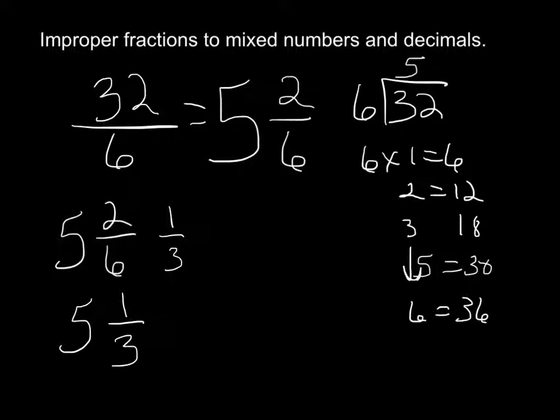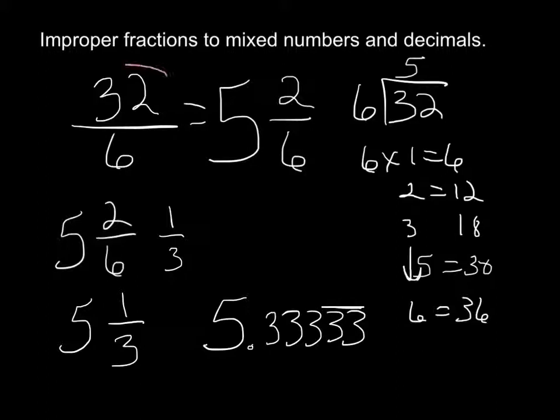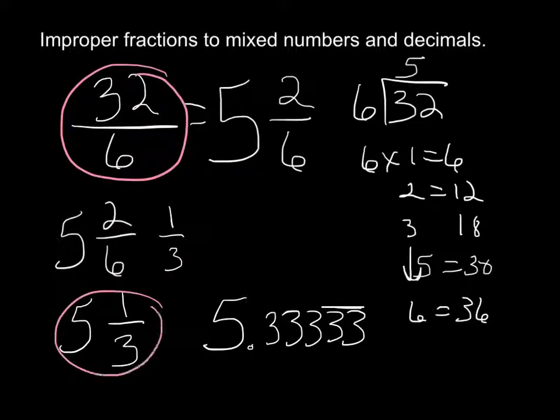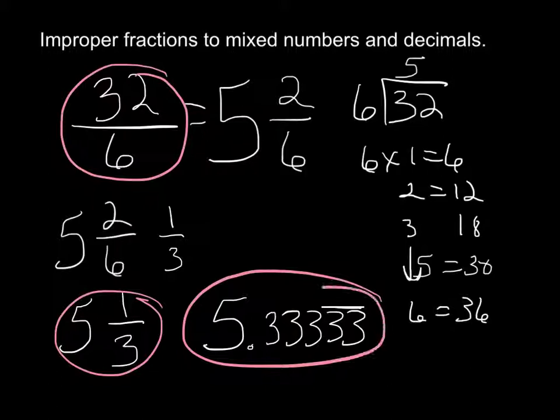Remember, there's another one of those weird decimals that we talked about in class. 5.333333. This never stops. It keeps going. So this is how we write 32/6 as a mixed number and a decimal.